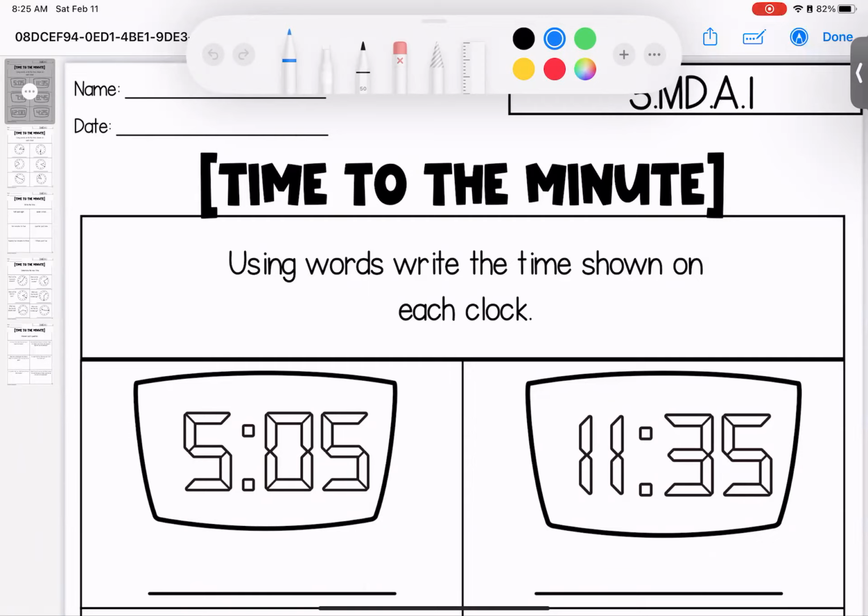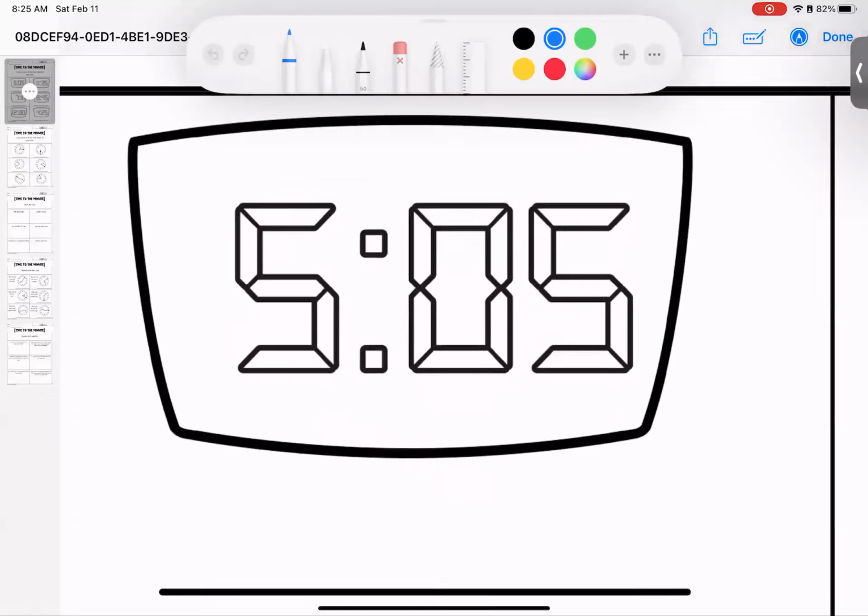Now, when we're looking at time, we can do it a couple of different ways. We can use words to express our time, we can use numbers to express our time, and we can calculate or add or subtract our time to see how much time has passed or how much time there is left in an event. So for this first one, we are using words to write the time shown on each clock.